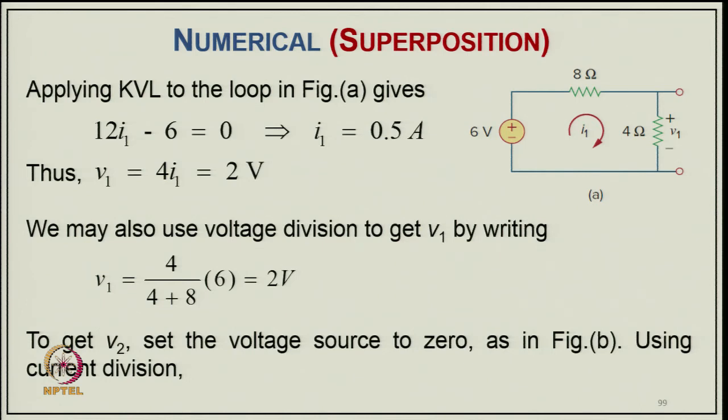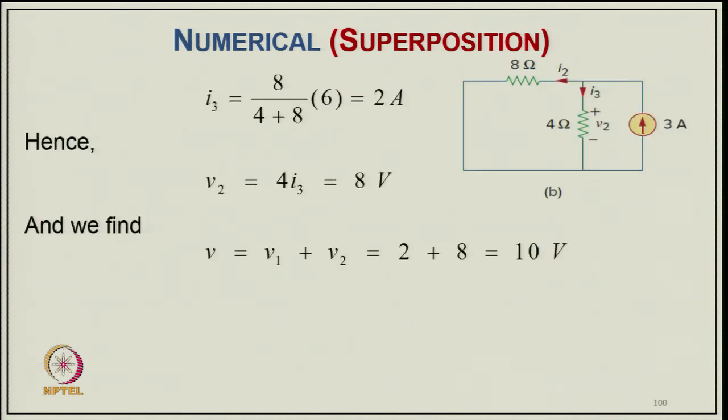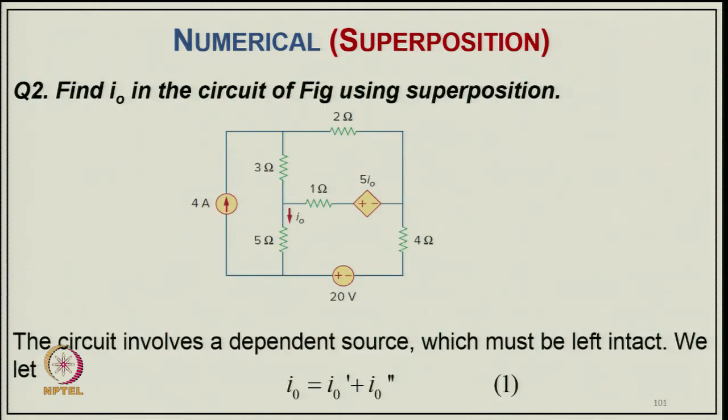To get V2, set the voltage source to 0, and we have the circuit in figure 1b here, where the voltage source is shorted. So, we can find I3, which will be 8 divided by 4 plus 8 into 6, that is 2 ampere, the current flowing through here, and V2 will be 4 into I3, that is 8 volt. So, we can find the total V equal to V1 plus V2, that is 2 plus 8, 10 volt, by applying superposition.